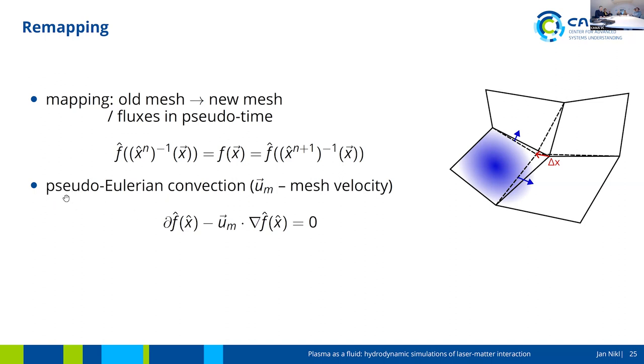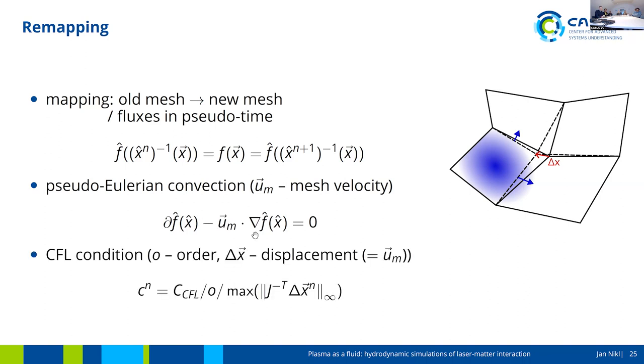So this leads us to the pseudo-Eulerian convection. It's pretty much like classical Eulerian convection, with the only distinction here that we have the opposite sign here. And this is the measures we have here. And this then gives us the CFL condition, like in the case of classical convection. So the CFL condition says that we shouldn't cross multiple cells during a single step of propagation. So we limit that step to just cross a certain fraction of the displacement. And this determines the steps in that optimization Newton method, which we saw before.